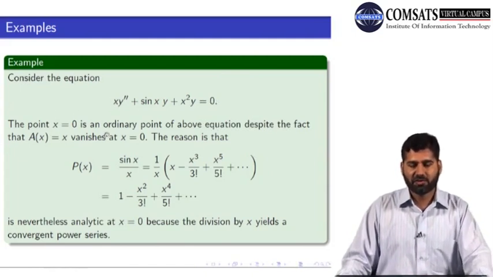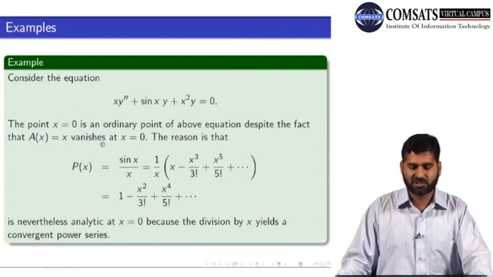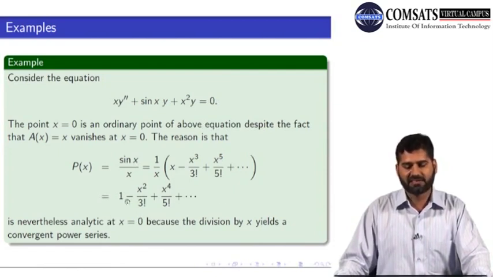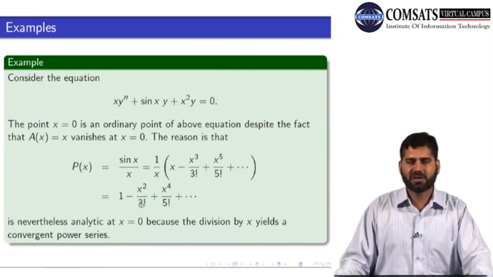The reason is, if you divide by x, your p(x) is sin x over x, and if you write the series of sin x and now divide by x, you see this is a convergent series.